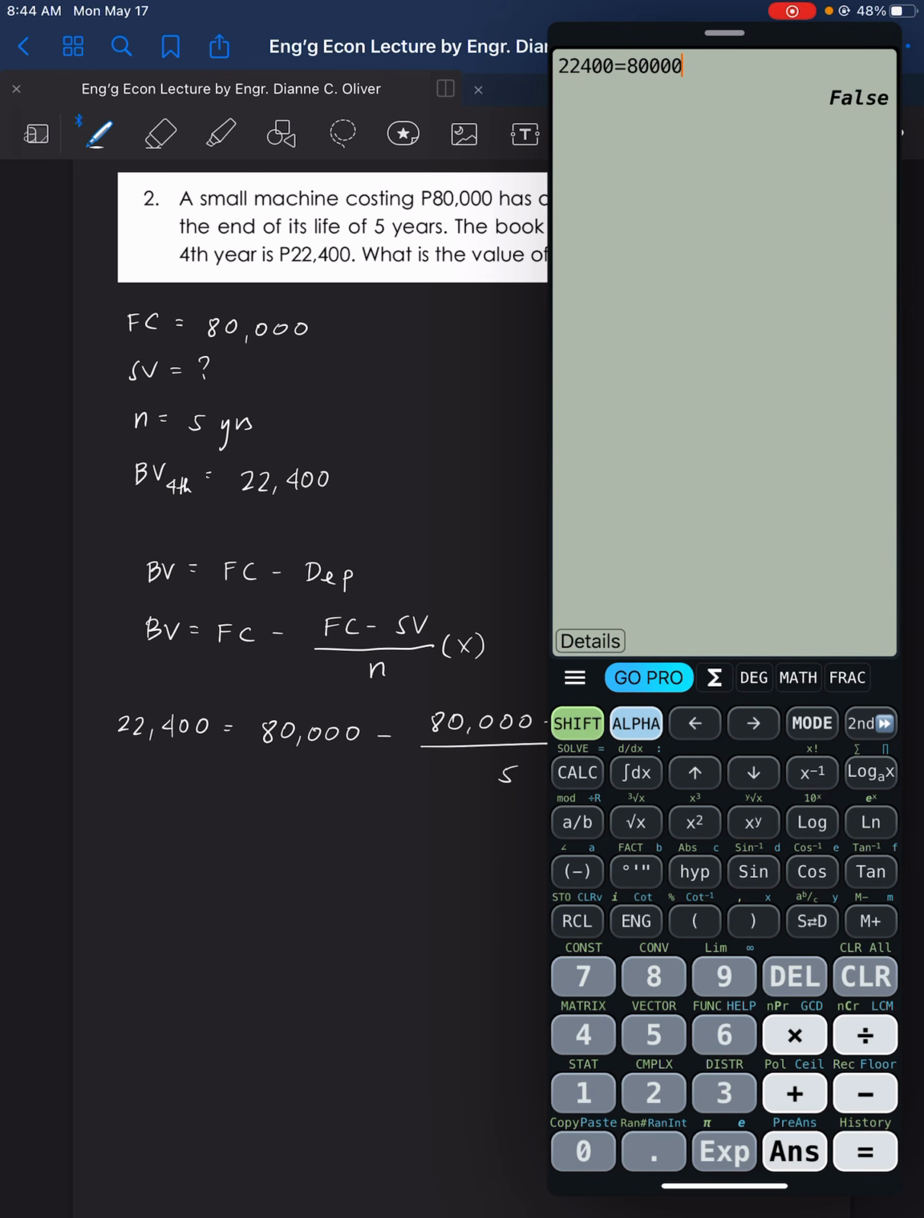Let's try here in the calculator. 80,000 minus alpha X over 5 times 4. Shift solve equals, so shift solve 8,000. So the value for salvage value is 8,000.